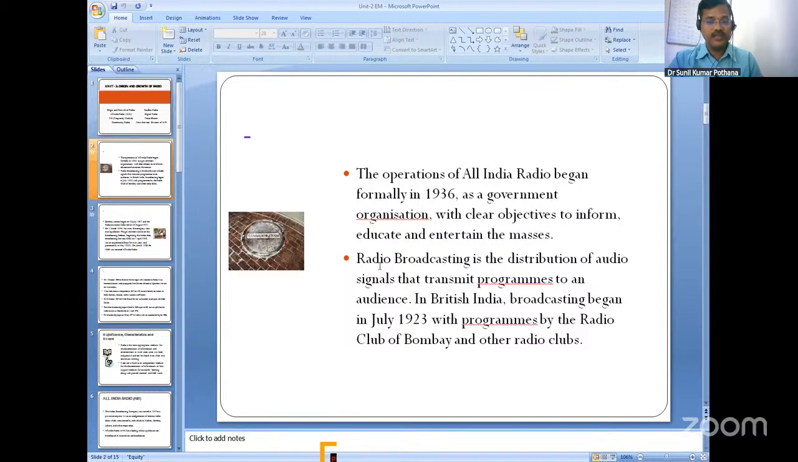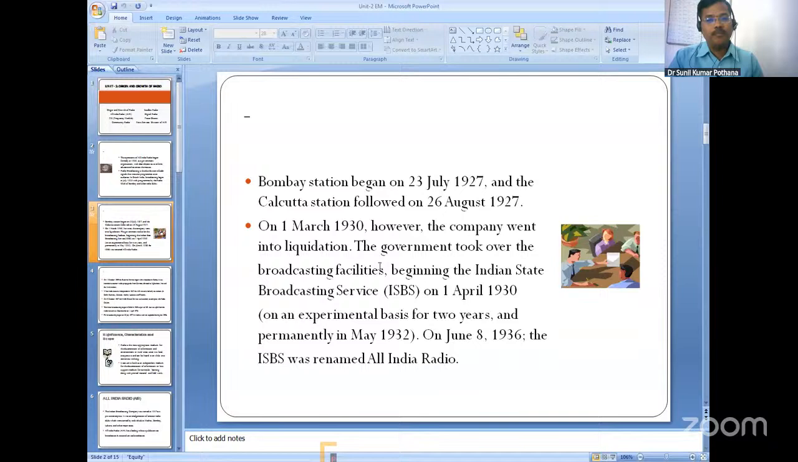In British India, broadcasting began in July 1923 with programs by the Radio Club of Bombay and other radio clubs. The Bombay station began on 23 July 1927, and the Kolkata station, earlier called Calcutta, followed on 26 August 1927.